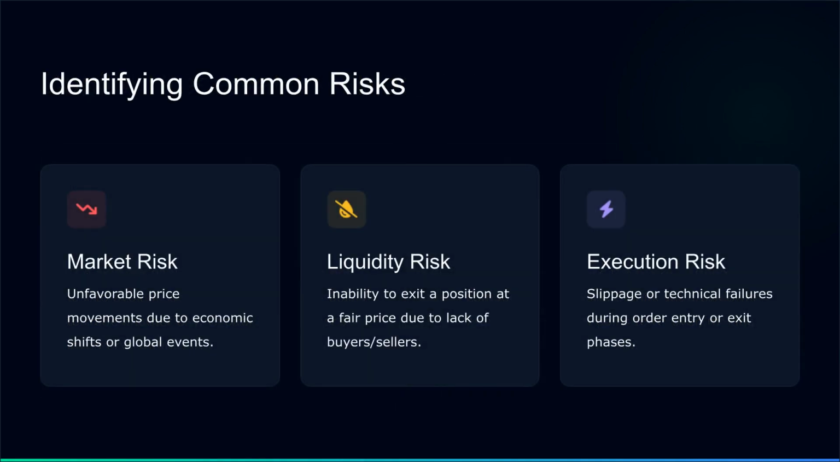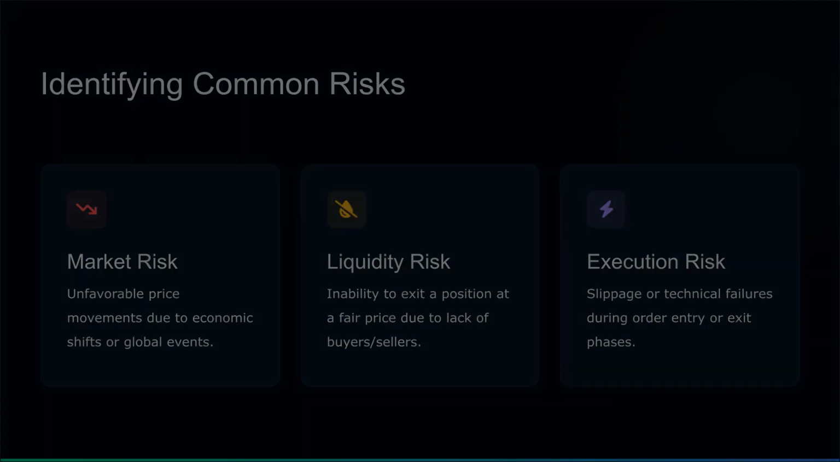To manage risk, we must first identify it. There are three primary types we face. First, market risk, stemming from unfavorable price movements. Second, liquidity risk, where a lack of buyers or sellers prevents you from exiting at a fair price. And third, execution risk, which includes slippage and technical failures during the entry or exit phases.